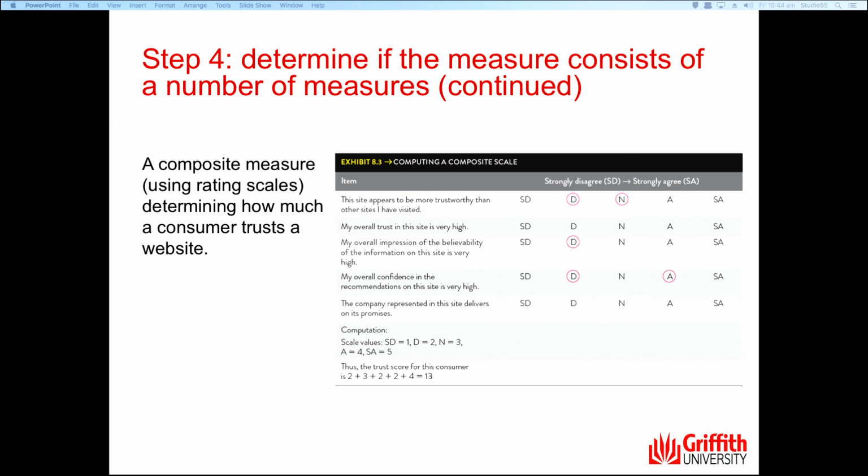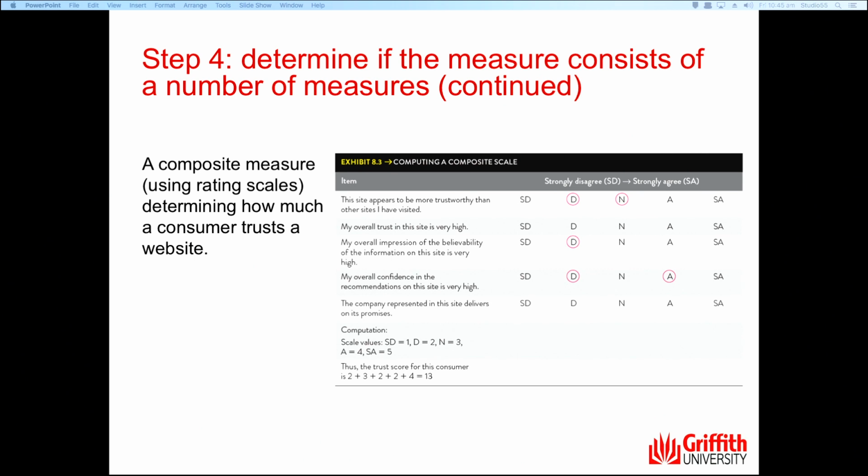Once we did that, then we can try to measure. For example, let's read question 1. The site appears to be more trustworthy than other sites I've visited. SD is strongly disagree, SA is strongly agree. Then we ask respondents about their trust toward a particular website. My overall trust in this site is very high, and we ask them to circle. My overall impression of the believability of the information on this site is very high. Again, agree, disagree, or any other answer.